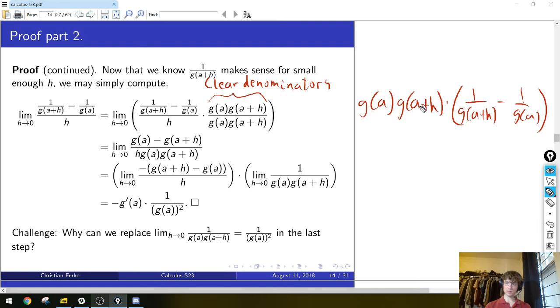I distribute this in the first term, g of a plus h over g of a plus h cancels, so I'm left with g of a. In the second term, g of a over g of a cancels, and I'm left with g of a plus h. So when I distribute in the numerator, I am simply left with g of a minus g of a plus h. So that's the only algebra trickery in this calculation.